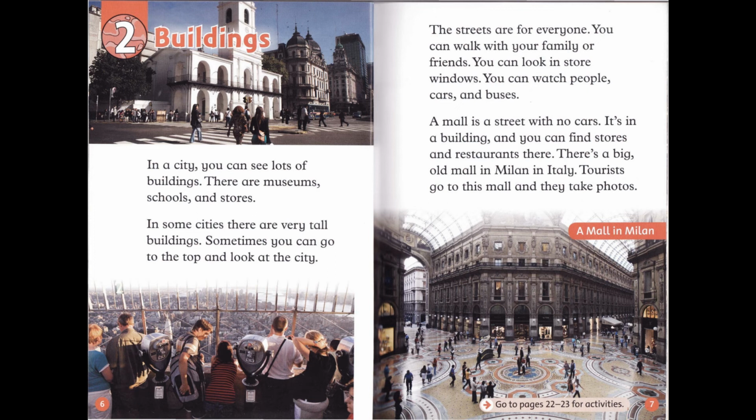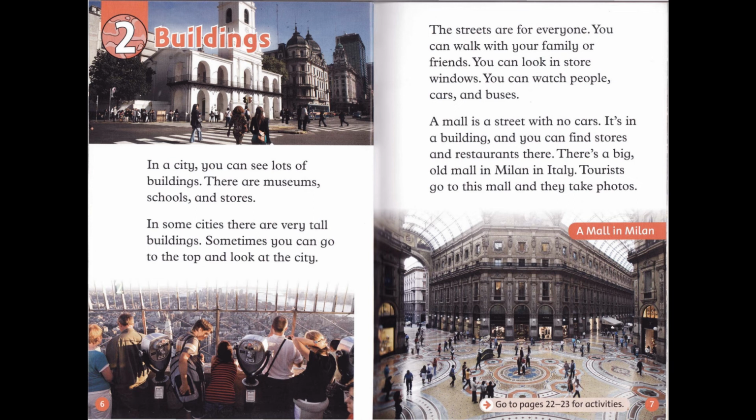A mall is a street with no cars. It's in a building, and you can find stores and restaurants there. There's a big old mall in Milan in Italy. Tourists go to this mall, and they take photos.